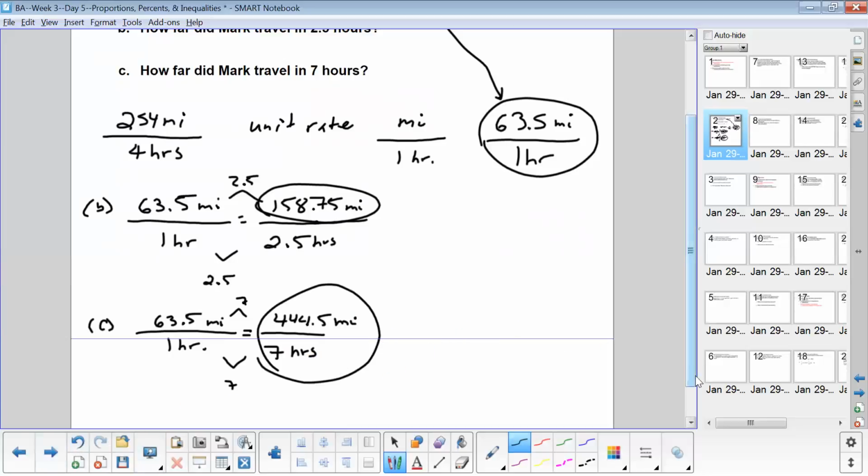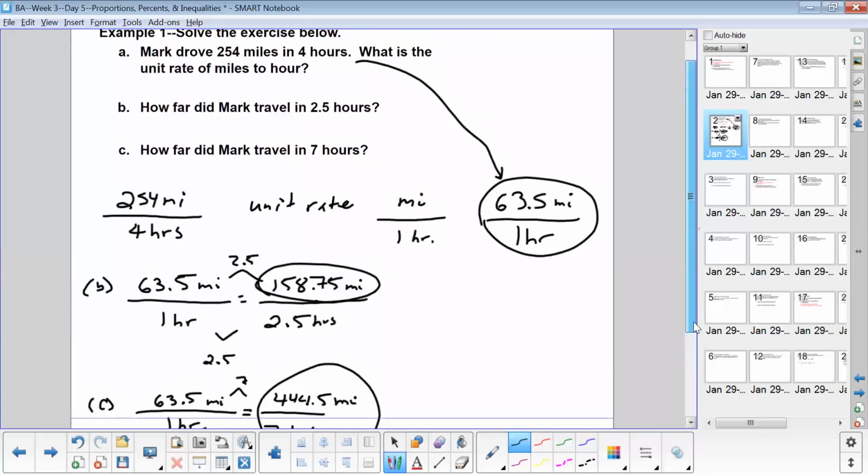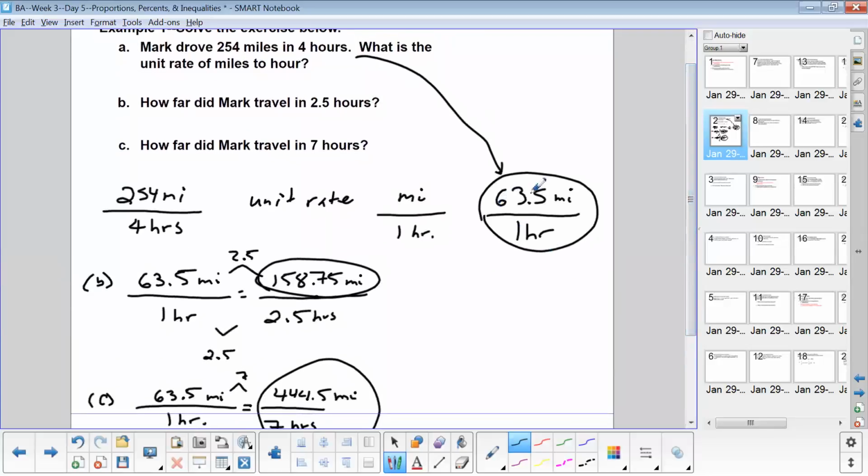So again, the unit rate is when you want a ratio. In this case, it is a ratio, but it's also a rate because it's comparing two different units. So this is a special type of rate. It's a unit rate because the denominator is 1.